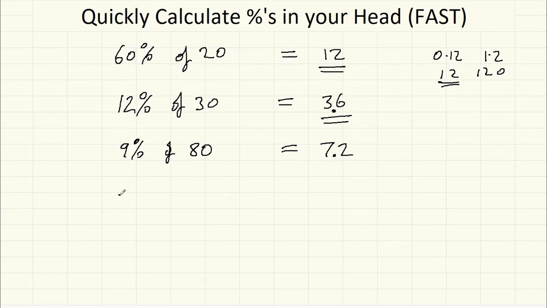One more easy one. 23% of 20. Okay, 2 23s are 46. Where are we going to put that decimal point? This is about a quarter. A quarter of 20 is 5. So we want this to be about 5. So again, we're going to put it there. 4.6 is your answer.